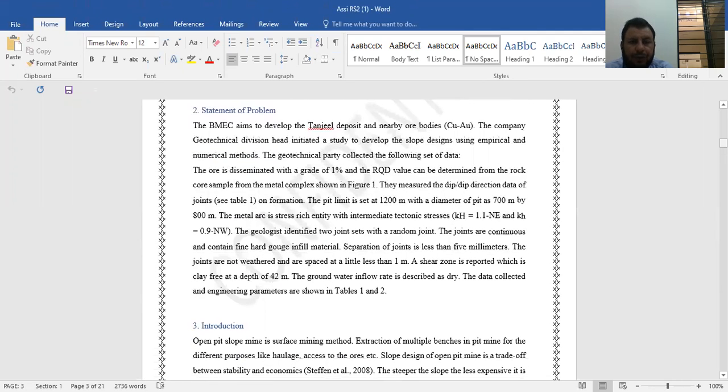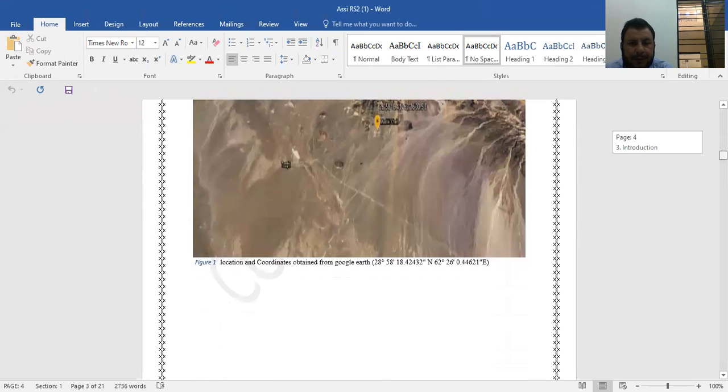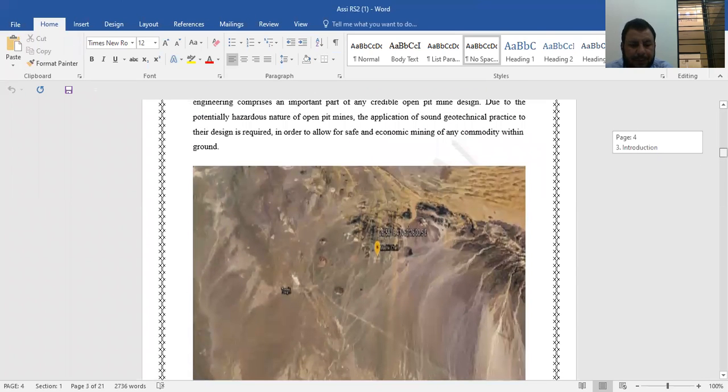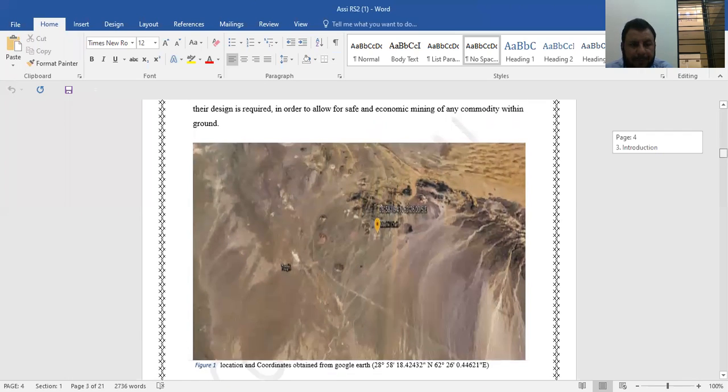The BEC aims to develop the Tanjil deposit and nearby ore bodies, copper gold. The company's geotechnical division had initiated a study to develop the slope design using empirical and numerical methods. The geotechnical party collected the following set of data. The ore is disseminated with a grade of 1%, and the RQD value can be determined from the rock core sample from the metal complex shown in figure number 1. The location and coordinates were obtained from Google Earth.